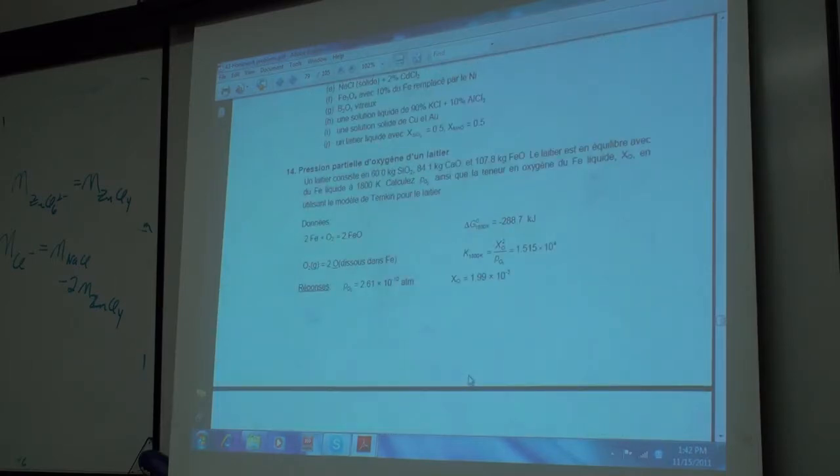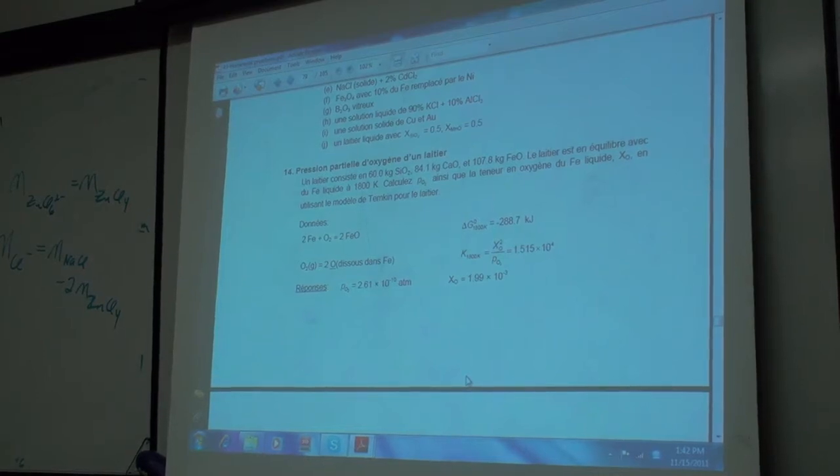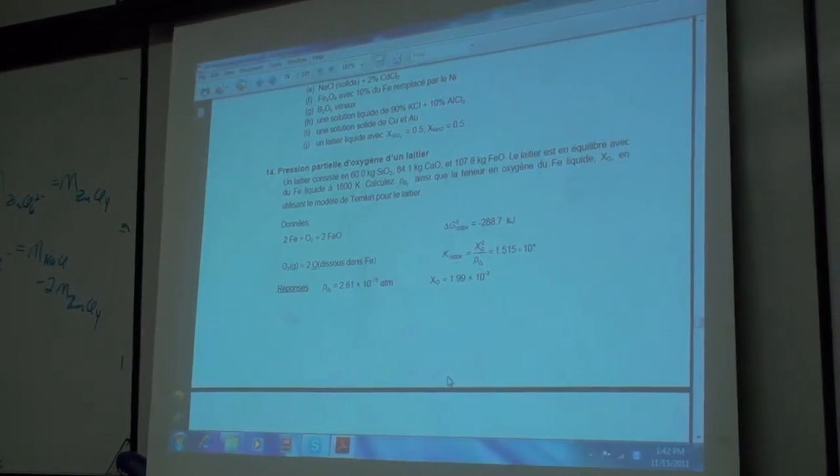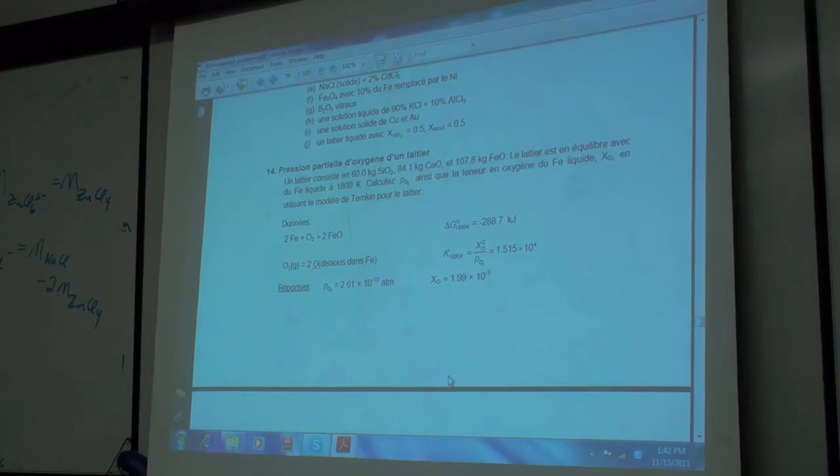A slag consists of 60 kilograms of silica, calcium oxide, and iron oxide. It's in equilibrium with iron liquid. Calculate PO2 as well as the oxygen content of the iron liquid using the Temkin model for the slag. The main point here is the Temkin model for slag, which basically says in a slag which is rich in basic oxides, or that is not rich in silica.